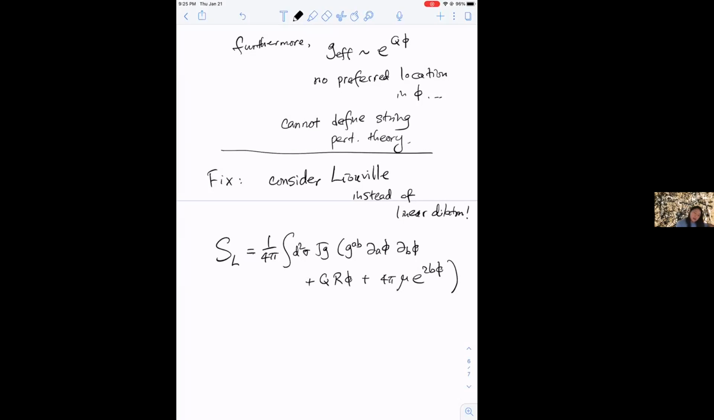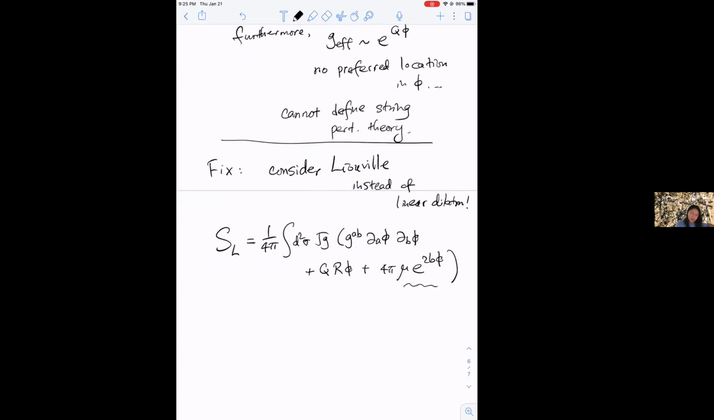At least very naively, if you view this as a deformation of the linear dilaton action, you would like this operator, even though it's not normalizable, but as a deformation of the action that's okay, to be marginal. For that, it's necessary to take Q to be b plus 1 over b. Because c is 1 plus 6Q squared, you want to take c to be 25, and that corresponds to taking b going to 1.